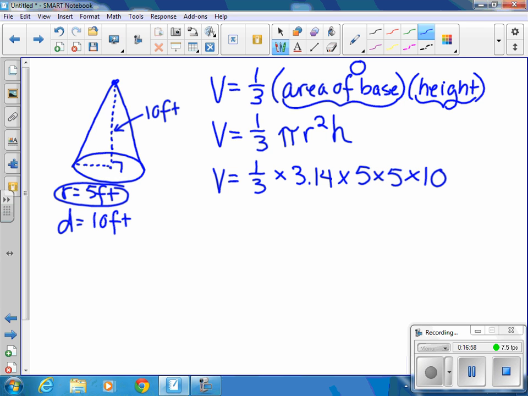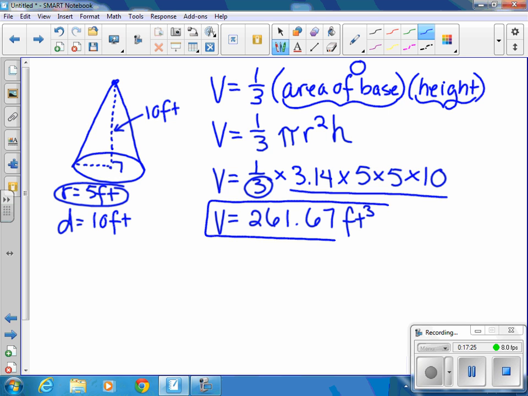I'm going to go ahead and multiply all of this together, and then I'm going to divide it by 3 at the end. So when I type that on my calculator and I do all the multiplication, and then I do division by 3, I get 261.66666. It repeats. But remember, we always think about money, so it's always 2 numbers after the decimal, and it has to round up because 666 rounds up to 67, and this is feet cubed. Okay, so there is how to find the volume of a cone.